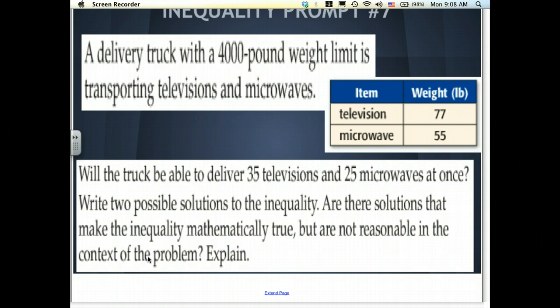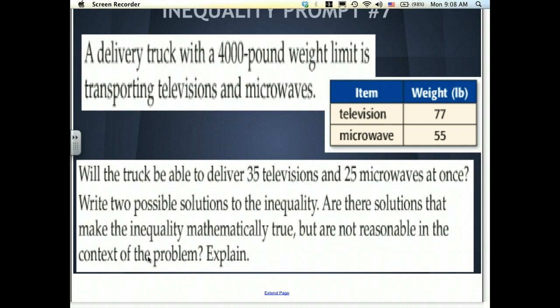What else do we know about the problem? Besides knowing that it's trying to carry 35 TVs and 25 microwaves. This limit is 4,000 pounds. I know, we just said that. Oh, okay. What else do we know about the problem? Did you read the entire thing? Did you actually analyze each part of the problem? You see, that's why I'm trying to get you to see that. Yes, Isaiah.